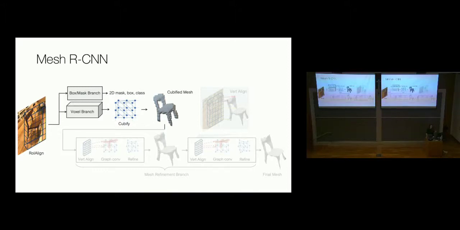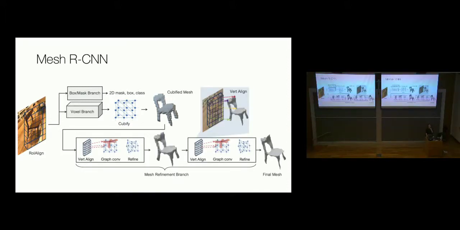The fine structures are not there, it's kind of clunky, so we want to further refine it. We do this with a branch that we call the mesh refinement branch, which takes this initial mesh as input and refines it with a sequence of operations. These operations start with what we call vertex align, which takes the vertex positions of the mesh and projects them back into image features, in order to extract the features from the image that correspond to that particular position of the vertices. This is followed by a sequence of graph convolutions, which operate across the edges of the mesh on the features that we extracted from the image. And finally, a refinement step which predicts the offsets for every vertex in the mesh in order to deform it so that it better captures the shape of the object.